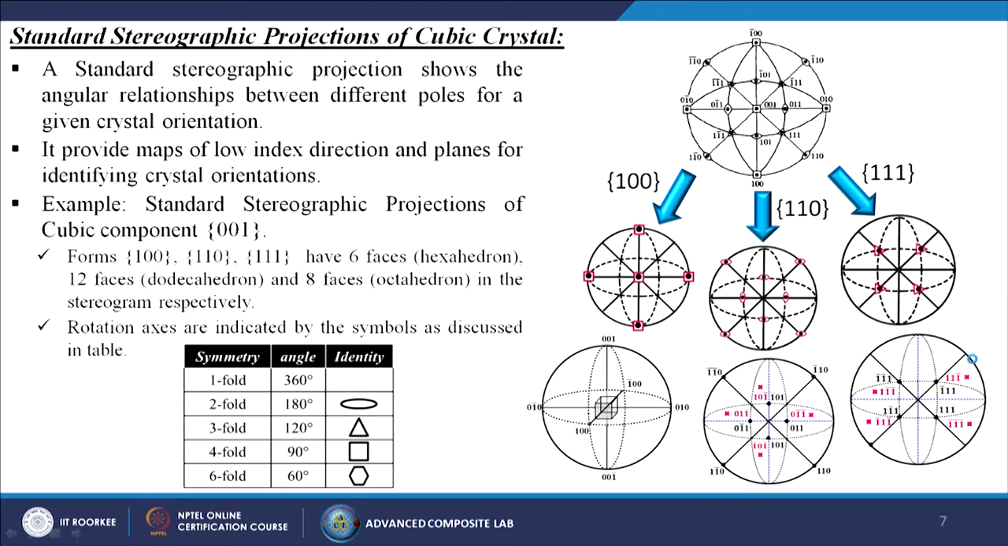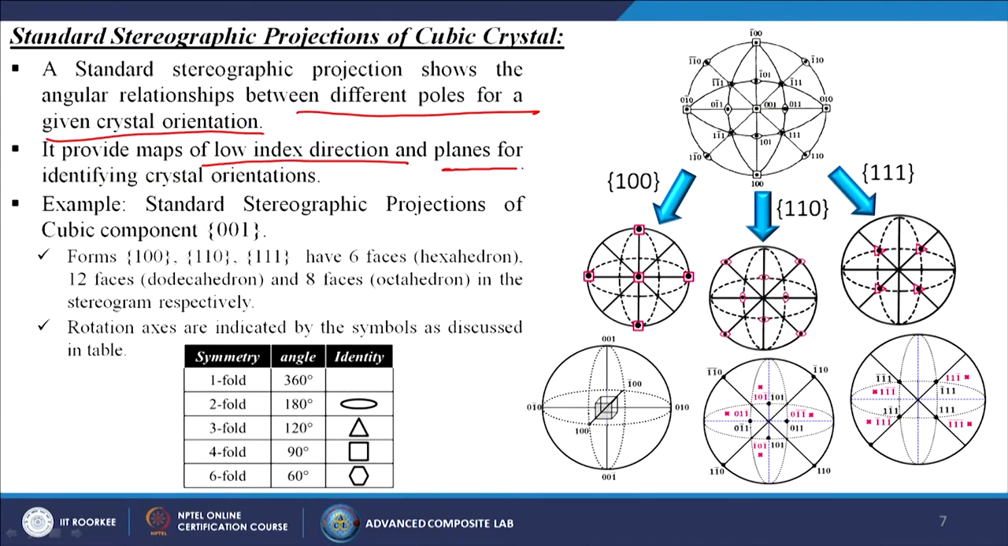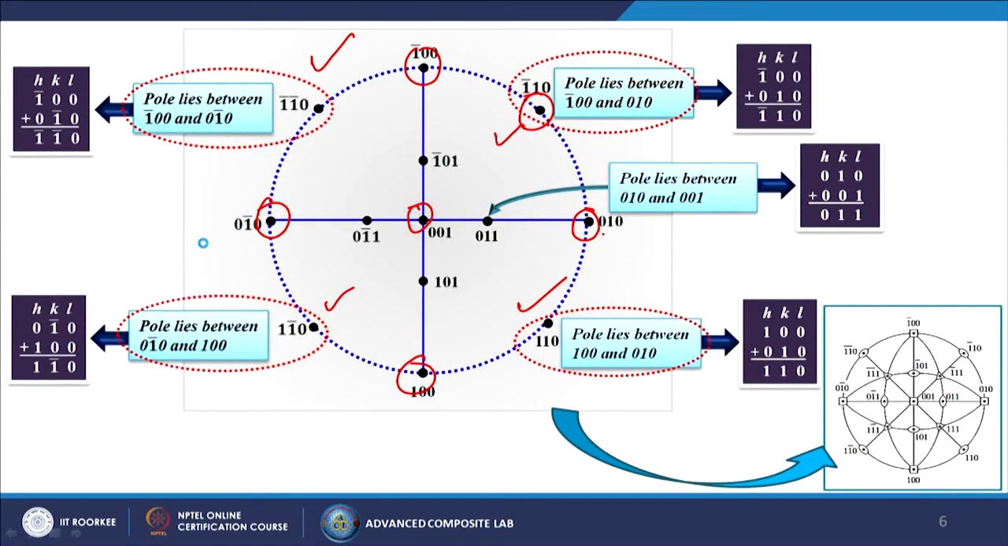Now, standard stereographic projections of cubic crystals. A standard stereographic projection shows the angular relationships between different poles for a given crystal orientation. Actually, from 3D we are just converting all the points and projections into 2D. So, it provides maps of low index directions and planes for identifying the crystal orientations. Example, standard stereographic projections of a cubic crystal.